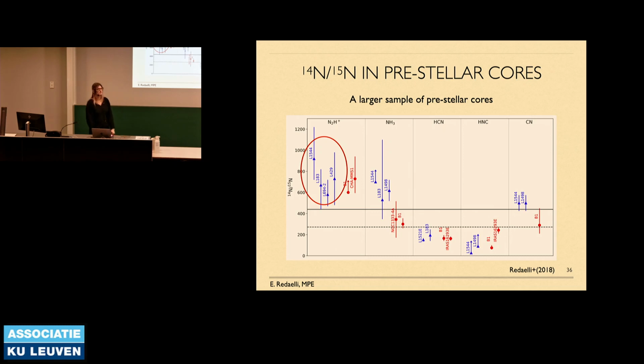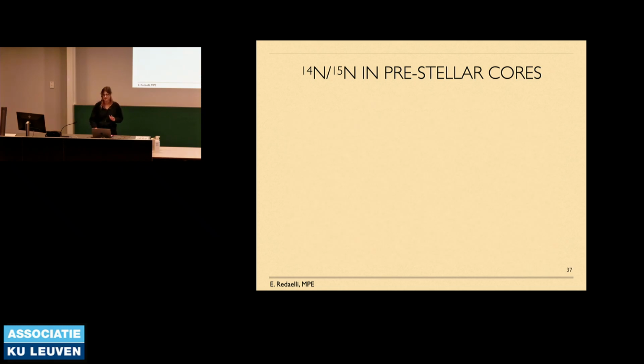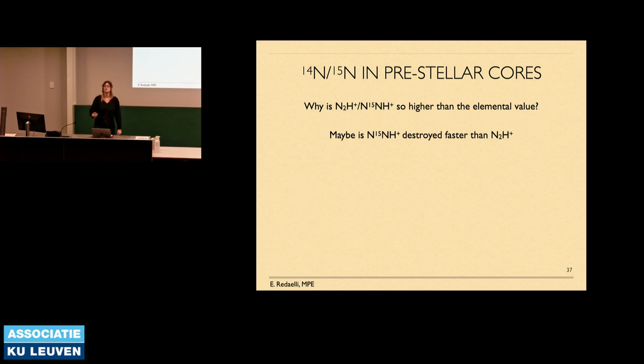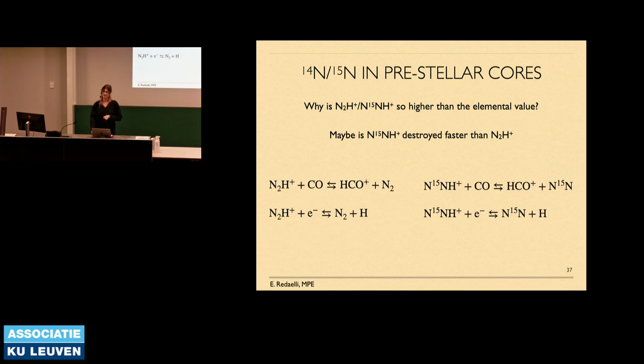For some reason, in prestellar gas, N2H+ is very depleted of 15N. Well, a possibility is that in this situation, you destroy the 15N-bearing species, N15NH+, much faster than N2H+. In this case, you would have, of course, an increase of the ratio. Let's see how we destroy these molecules. These are the main destruction pathways: you have reaction with CO and reaction with free electrons.